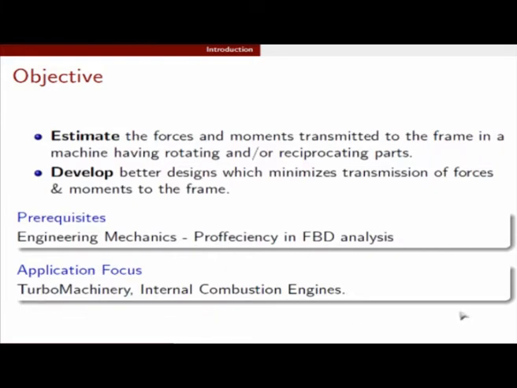The application focus in my talk is going to be turbo machinery and internal combustion engines. So turbo machinery mainly from the context of rotating parts, and for internal combustion engines we will see an example wherein a machine has both rotating as well as reciprocating parts. So as I said, the objective will be to minimize the transmission of forces. We will see that this objective can be well ascertained in the cases of turbo machinery, but sometimes in the cases of internal combustion engines, when you have reciprocating parts, this objective is very difficult to actually satisfy completely. This is what we will look at.